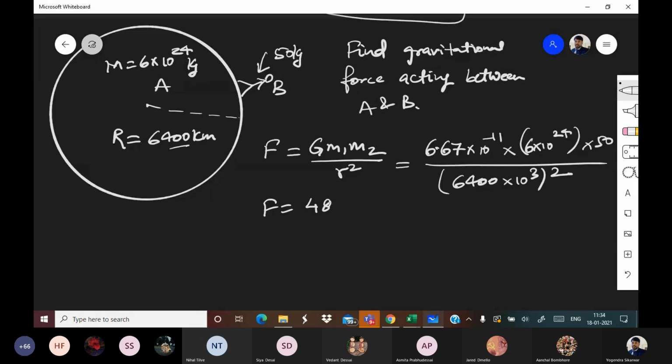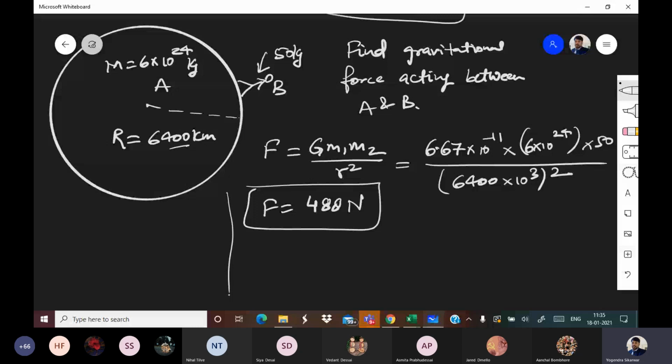So when you solve this, it comes out to be approximately 488 newtons. Okay, and you could have solved this question directly by F is equal to mg. M into G is 9.8, M is 50. So 50 into 9.8, and that becomes 490 newton. So you could have solved it that way also.